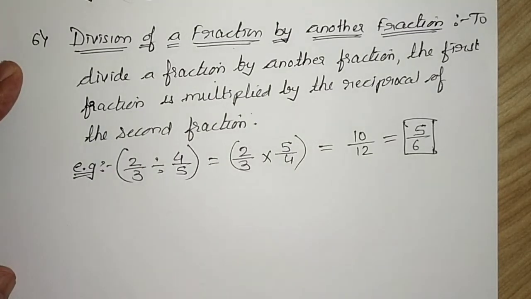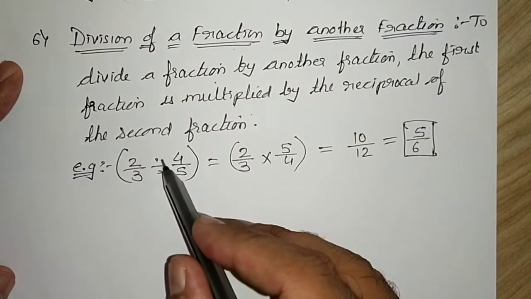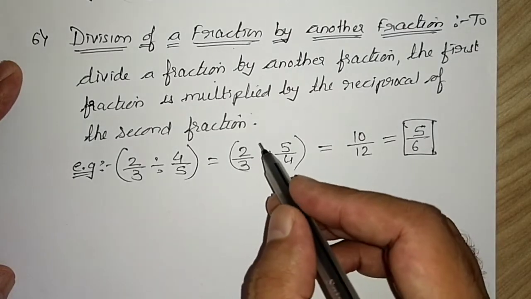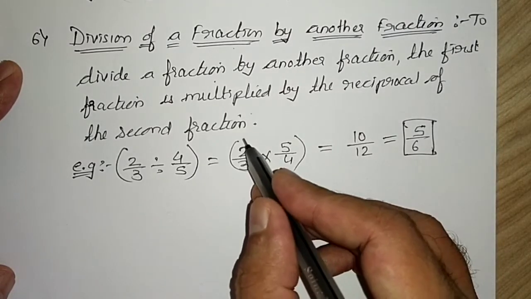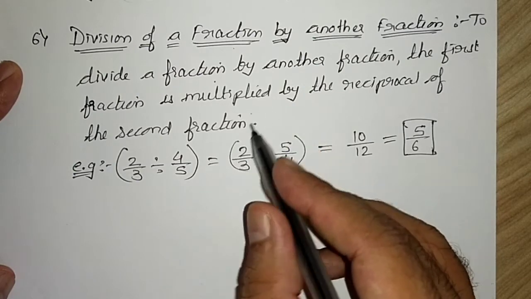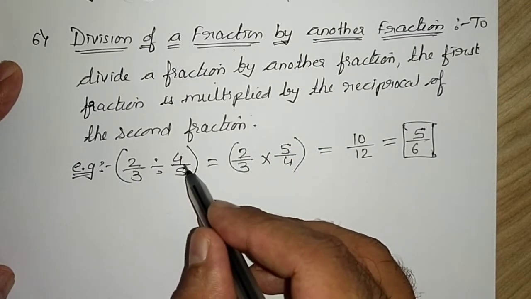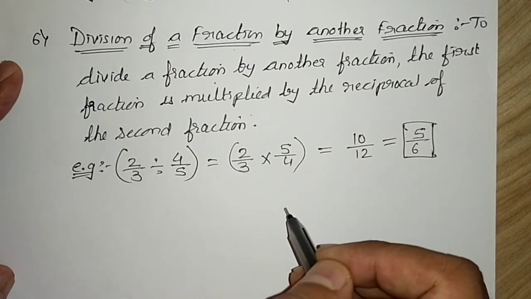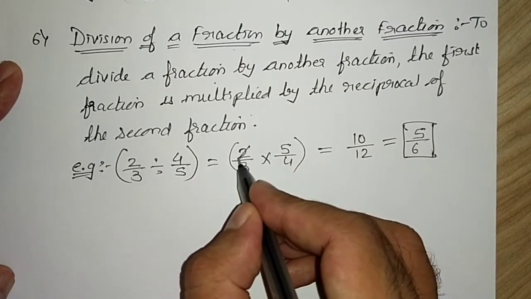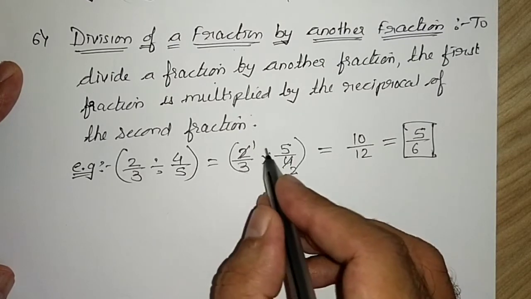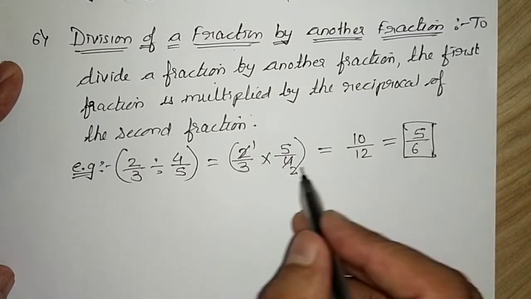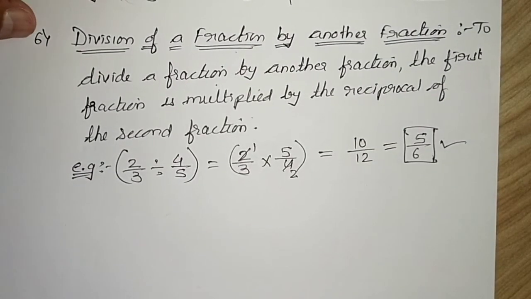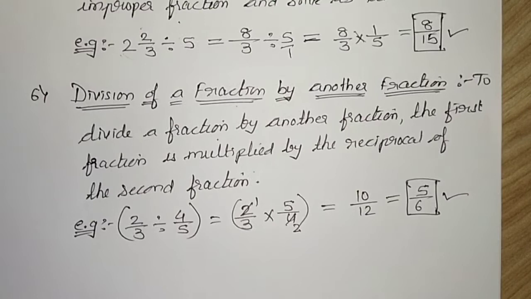Yes, so it says to divide a fraction by another fraction, what we will do, we will multiply the first fraction by the reciprocal of the second. And what is the reciprocal of the second? 5 by 4, right? We will multiply by 5 by 4. Here also we will cut, 2 1s are 2 and 2 2s are 4, so we will get 5 1s are 5 and 2 3s are 6. This is our answer. So this is very important to solve exercise 2.4.